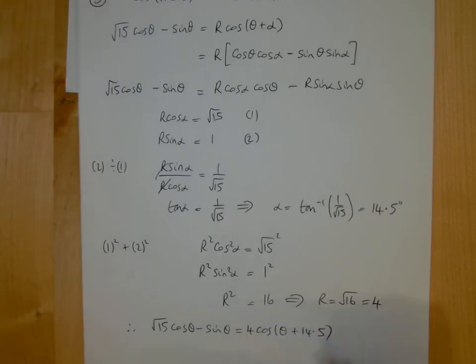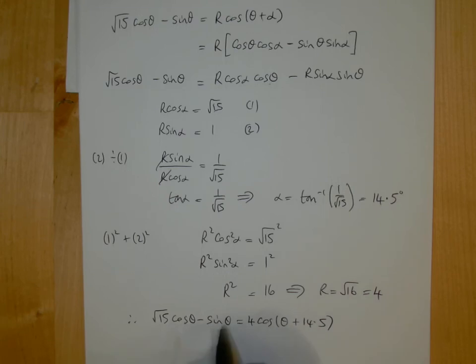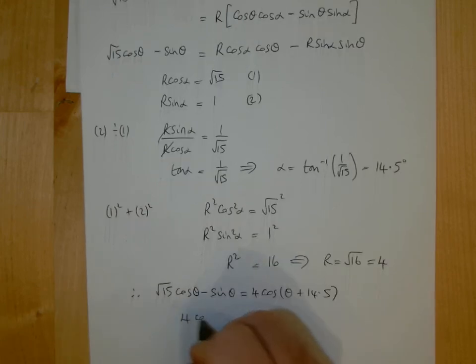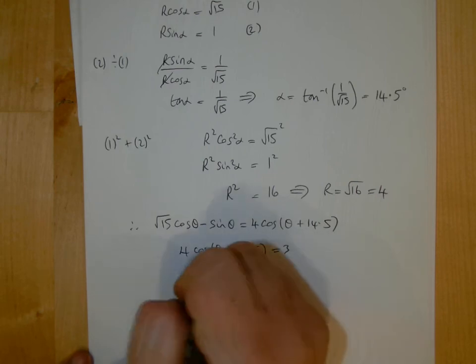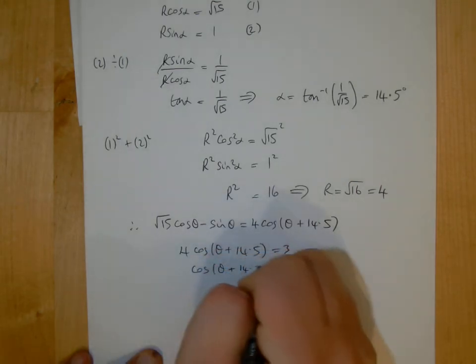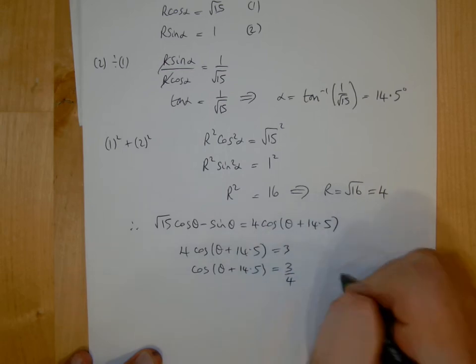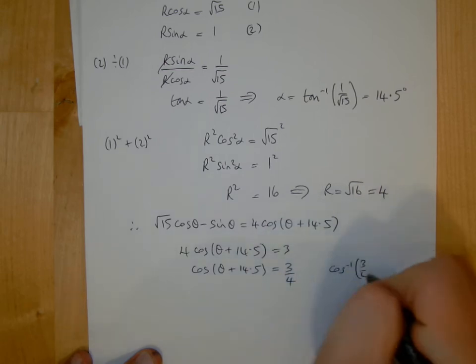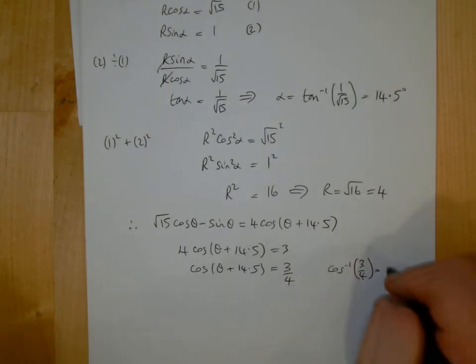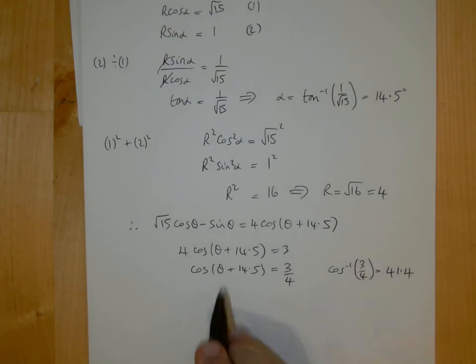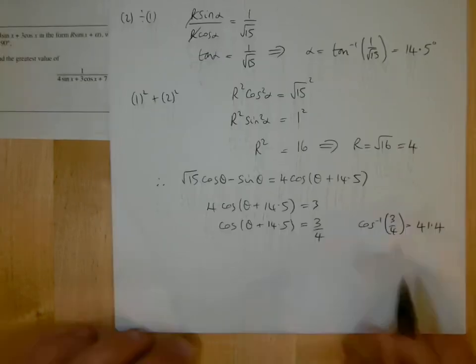Okay, so then in the second part it says hence find the solutions where this is equal to 3. In other words, we put 4 cos(theta plus 14.5) equals 3. So the solution to this is cos equal to 3/4, so I'm going to do cos to the minus 1 of 3/4, and I get 41.4. So remember then you've got to adjust your range, because we want the solutions between 0 and 360.